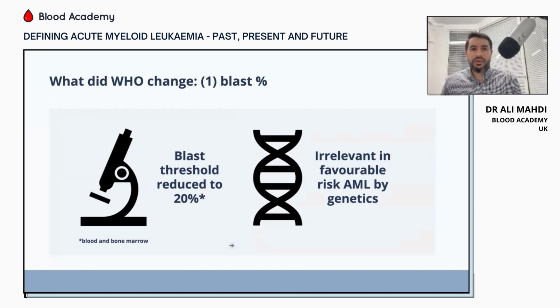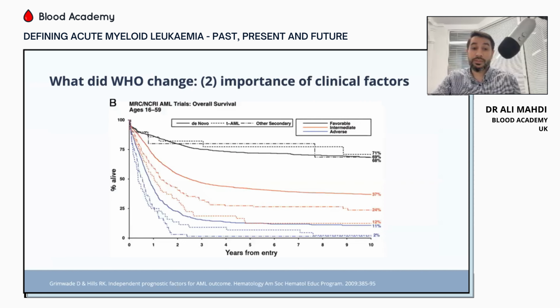So what did the WHO change with regards to the previous classification by the FAB? Well, the first thing to think about is the blast threshold was reduced to 20%, and that included not just the bone marrow, but also the blood. The other thing that they introduced was the increasing recognition of various different cytogenetic abnormalities, especially in favorable risk acute myeloid leukemia. And when we say favorable risk, we generally say that these patients can be treated by chemotherapy alone, as opposed to having consolidation therapy with an allogeneic stem cell transplant.